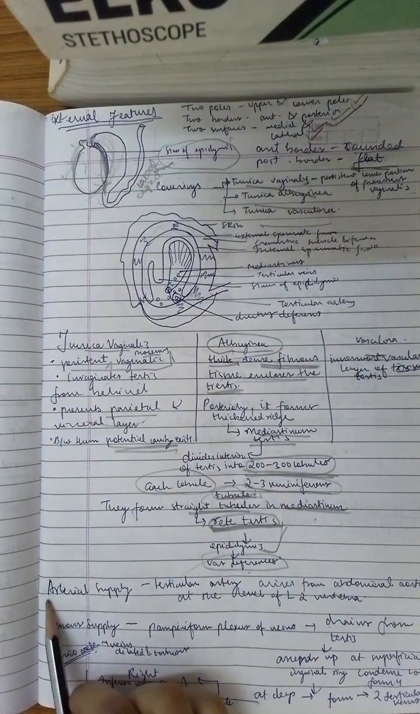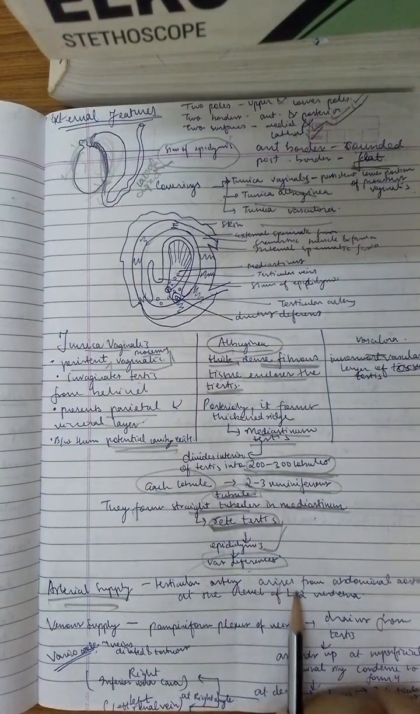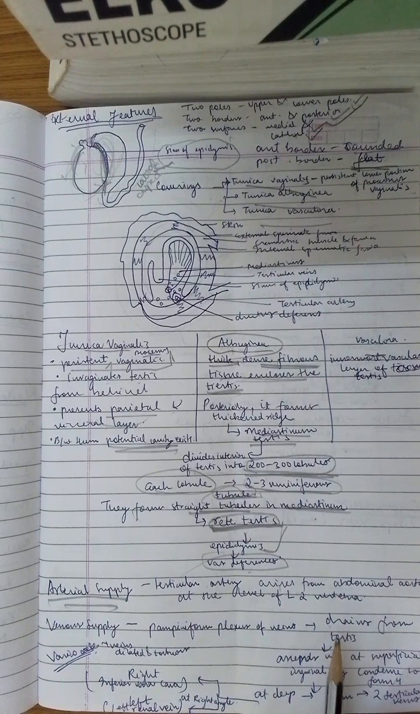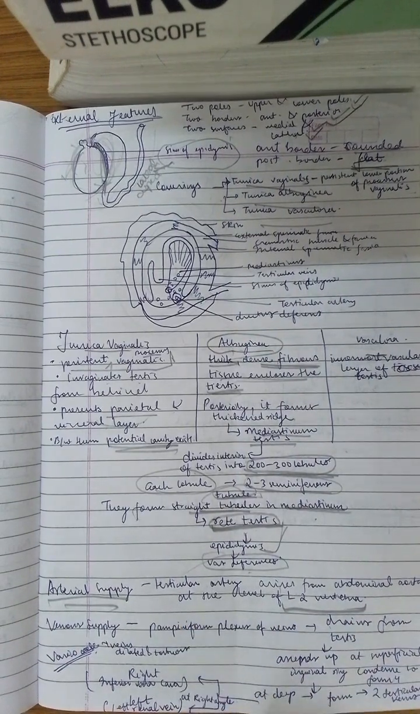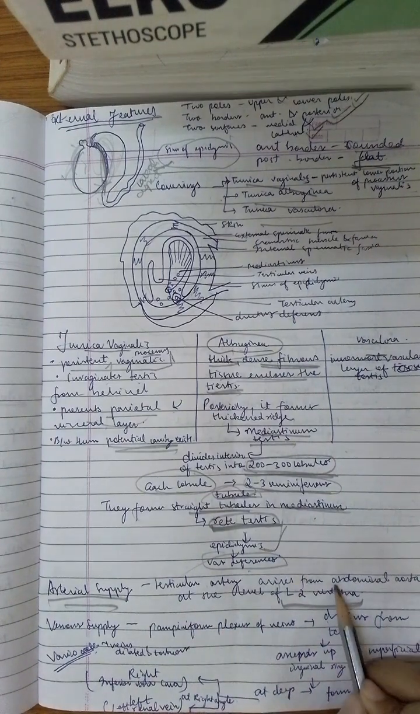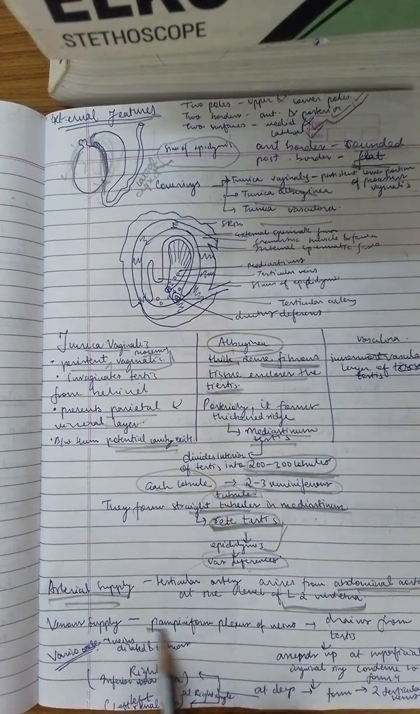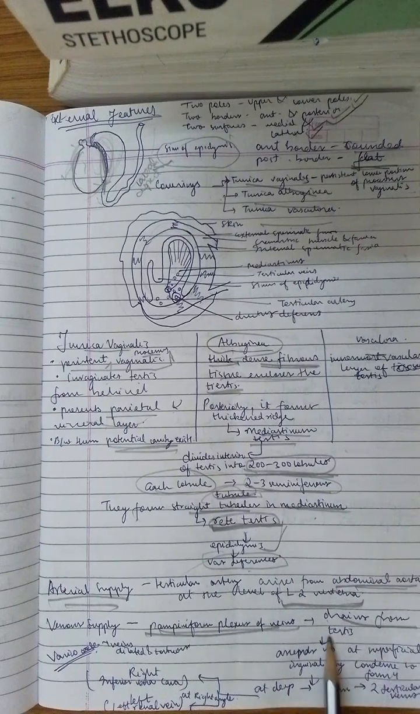Next is the arterial supply. The testicular artery arises from the abdominal aorta at the level of the L2 vertebra. Venous drainage is through the pampiniform plexus of veins.